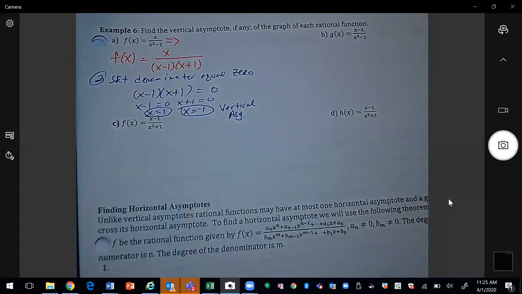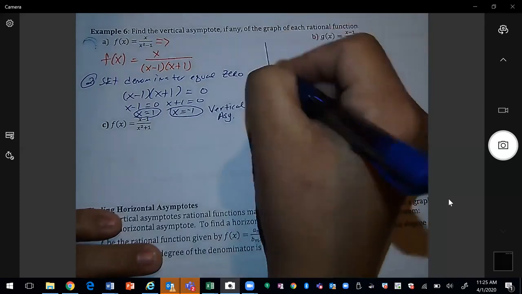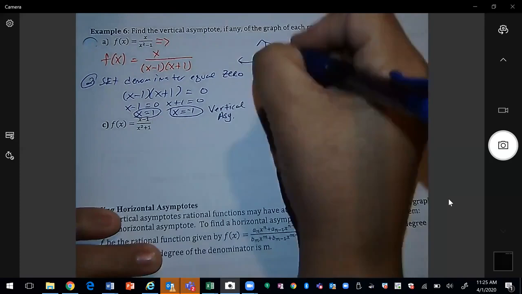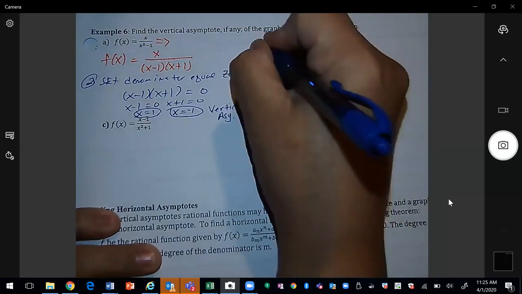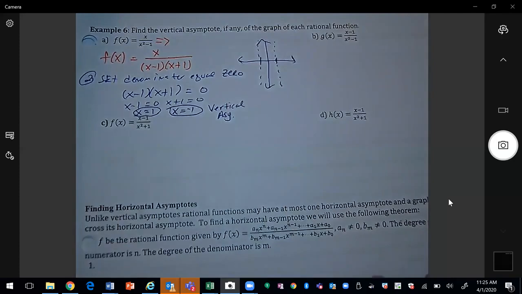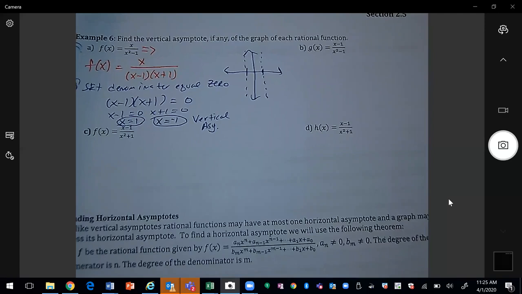And later, when we need to graph this, you would just come to the graph, and at x equals 1, you're going to draw a dotted line, and at x equals -1, we would draw a dotted line as well. Okay, any questions on that one?